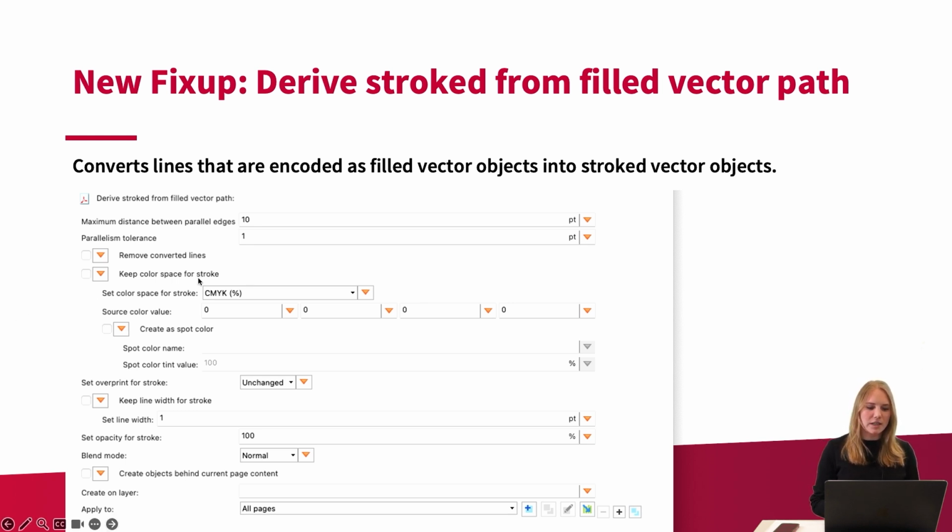Then you can also keep the color space for the stroke object. You can also set a new color value and spot color name, for example, for it. You can keep the line width. You can also set an individual line width. You can set overprint options and so on. And here at the bottom, you also have, of course, an apply to filter where you can specify what filled vector object should be taken into account by the fix-up.